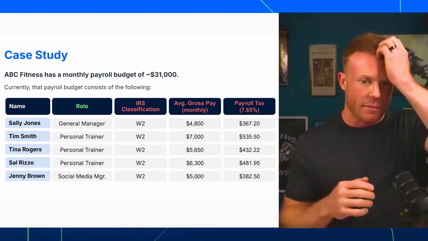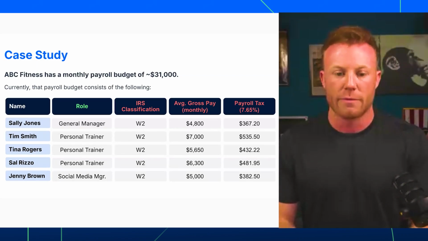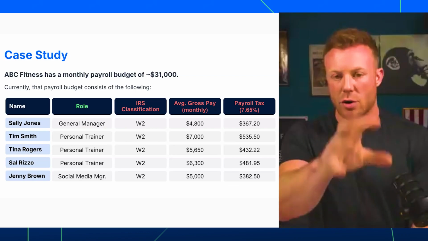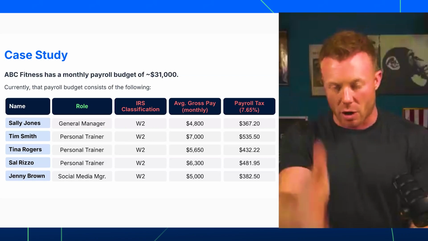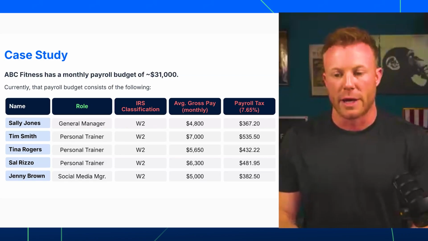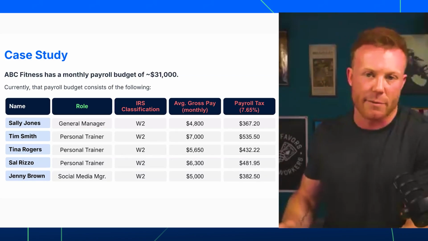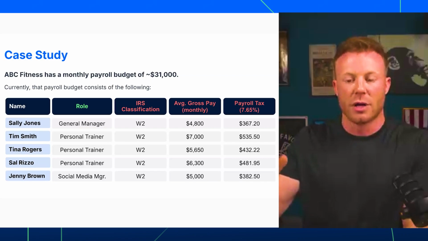Imagine your gym has a monthly payroll budget of $31,000 per month. That's how much you spend in payroll. On the far left, those 2 columns, name and role, that's who they are within the org chart. Their IRS classification, they're all classified as W-2 employees. Their gross pay monthly. And then to the far right is the associated payroll tax of 7.65%. Okay, pretty standard, nothing special.